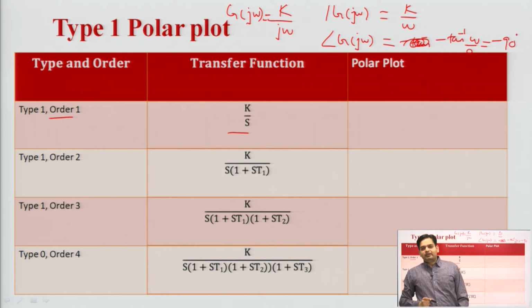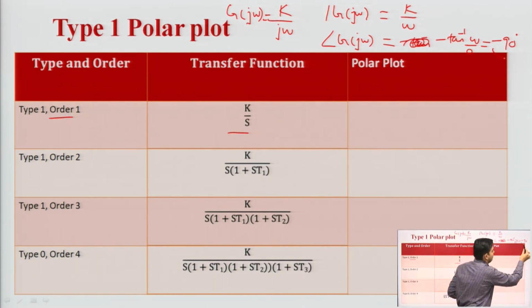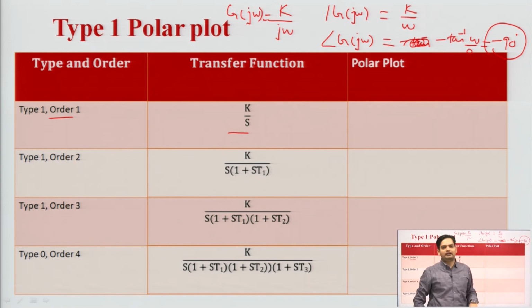So, the phase is minus 90, and it is not depending on omega. When my omega is equal to 0, phase will remain the same. When my omega is finite, phase will remain the same. When my omega is infinite, again my phase would be minus 90, because it is not a function of omega anymore. Whatever value of omega I put, I will always get my phase as minus 90.